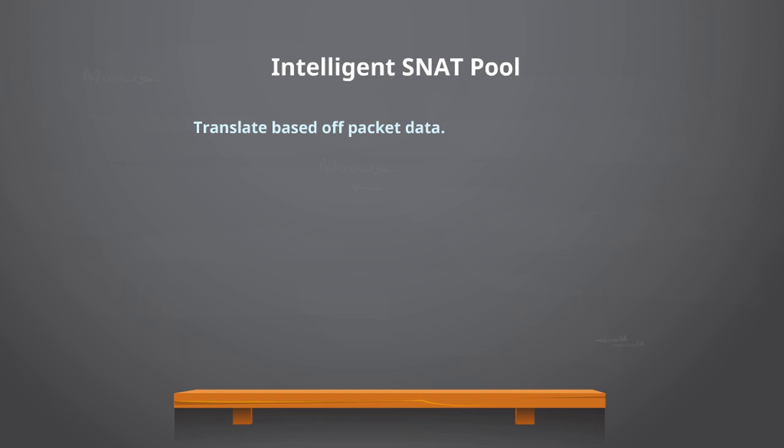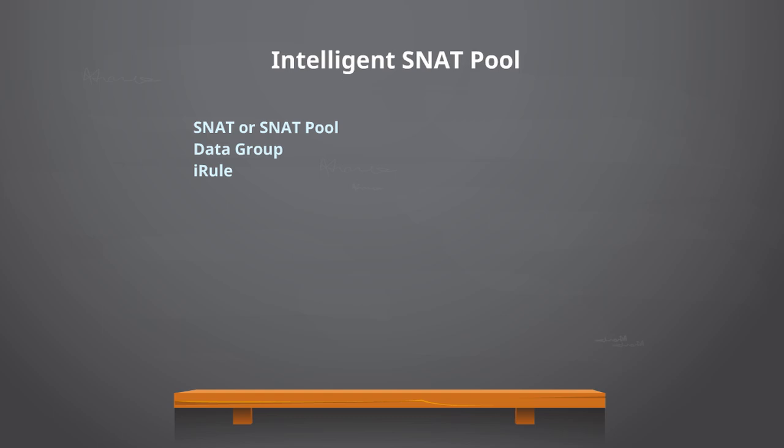Intelligent SNATs. Now, these are used within an iRule to determine whether to translate based off specific packet information, and usually that packet data is based off the server or the port in order to select a translation address. If you want to create an intelligent SNAT, first you need to create a SNAT or a SNAT pool, which the BIG-IP will use to select a translation address. You also need to assign an iRule that you will create as a resource to the virtual server.